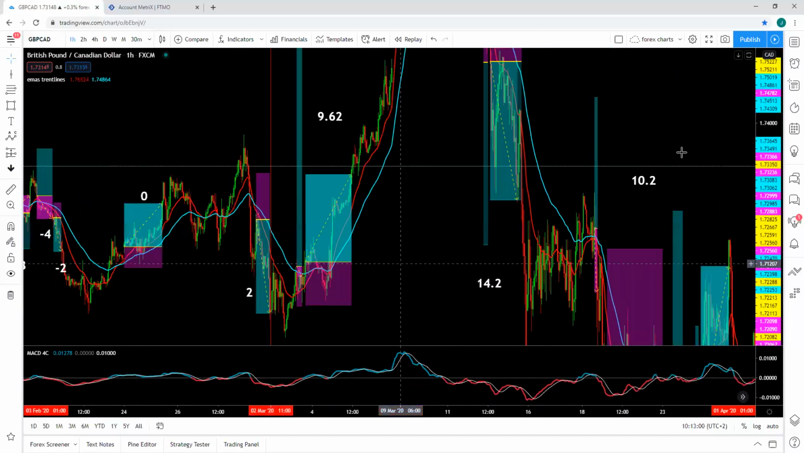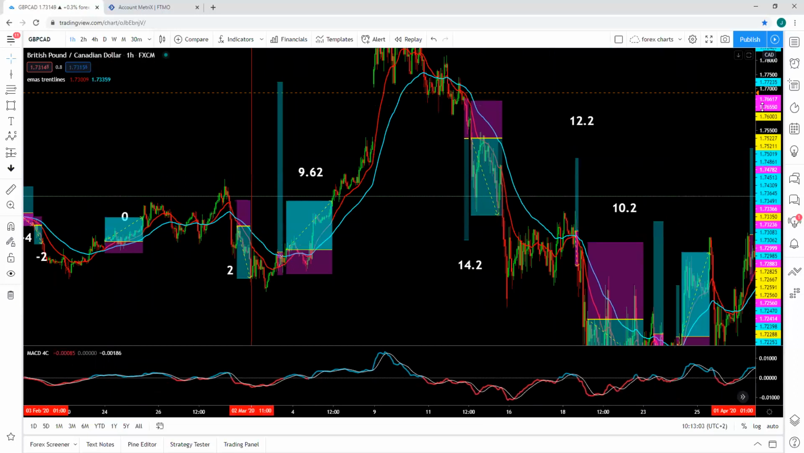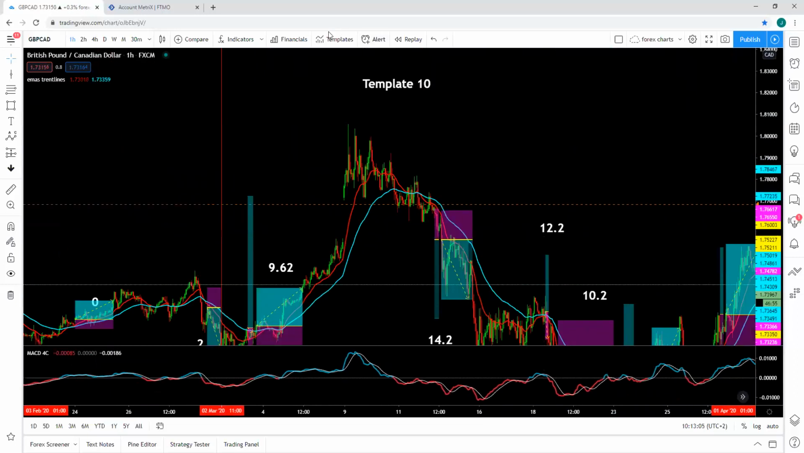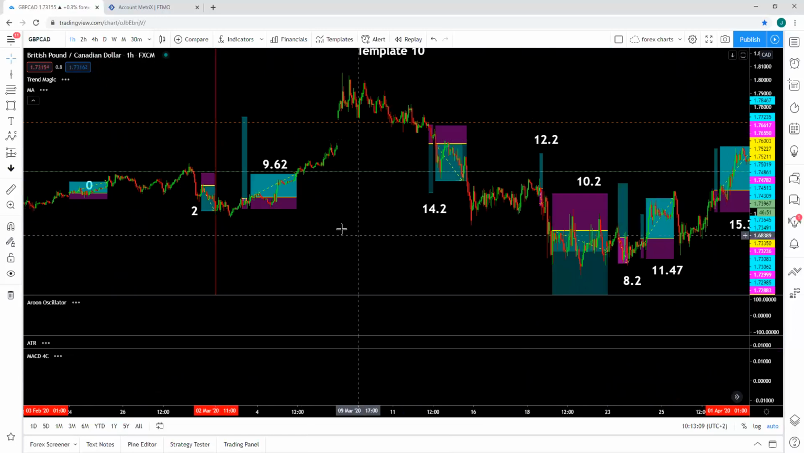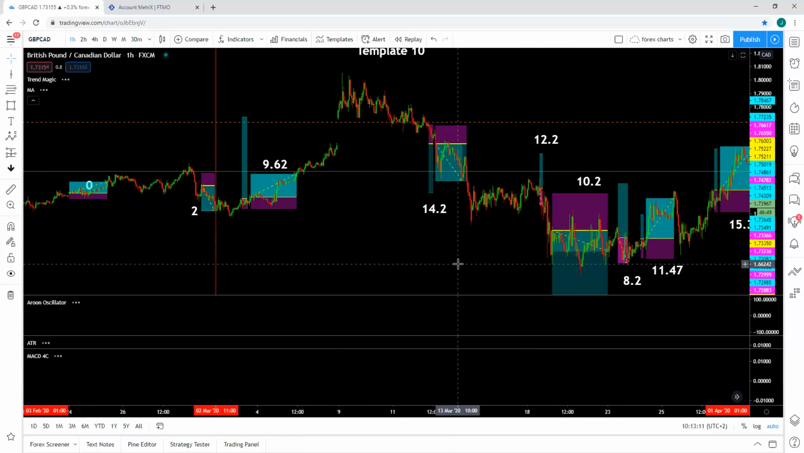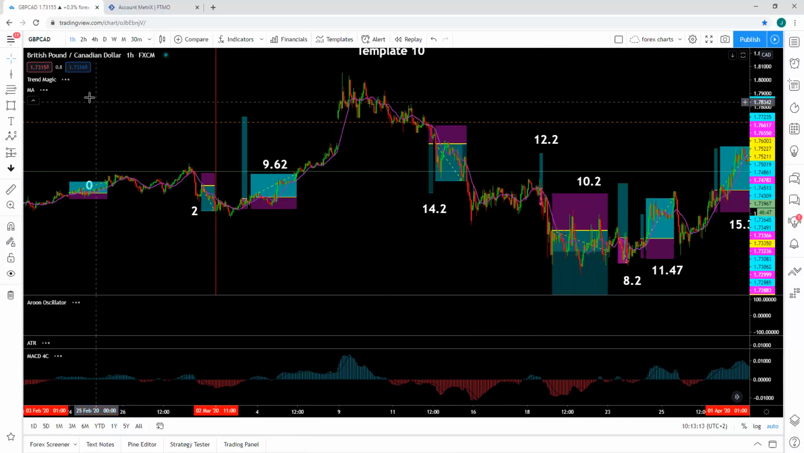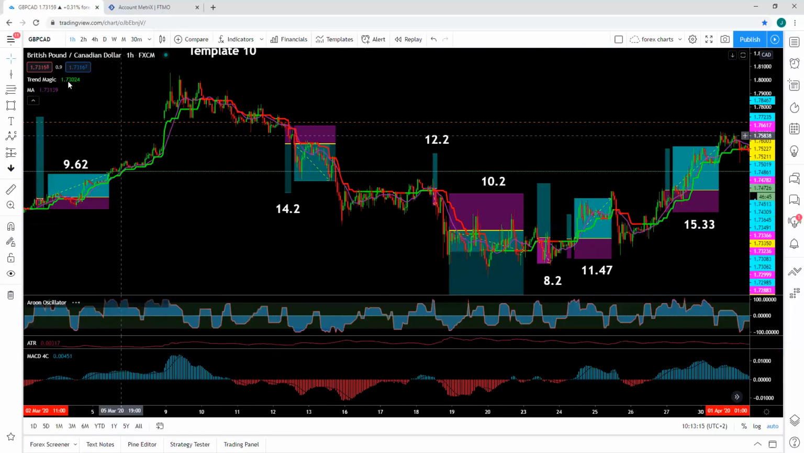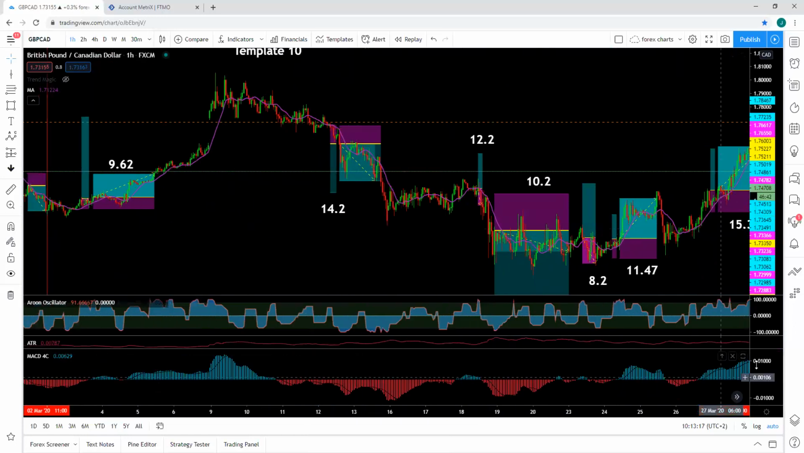The next system was this thing. Let me show you what we did here. This was template number 10. Let's go to template number 10. This is another strategy of indicators that I just threw on here to show you guys what we're going to do. Just want to close this one, and let me just go.